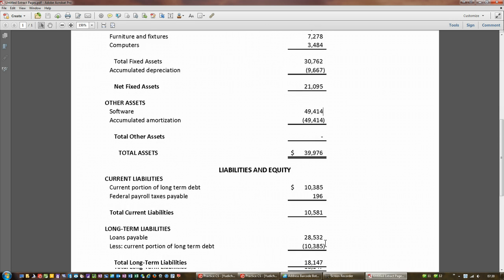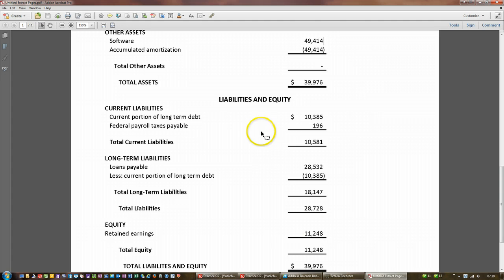Now let's move to the liabilities and equity section. That's really got two sections. You've got your liabilities section, which is going to be right here, and then your equity section. Now within the liability section, we're going to break this down between current liabilities and long-term liabilities. A current liability is a liability that needs to be paid off in the next 12 months, whereas a long-term liability needs to be paid off in more than 12 months.